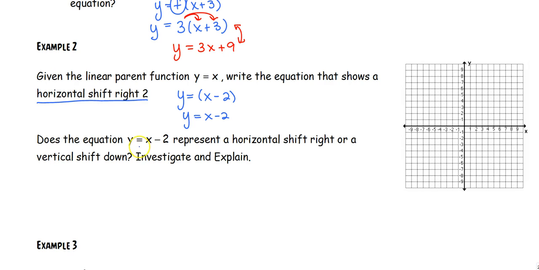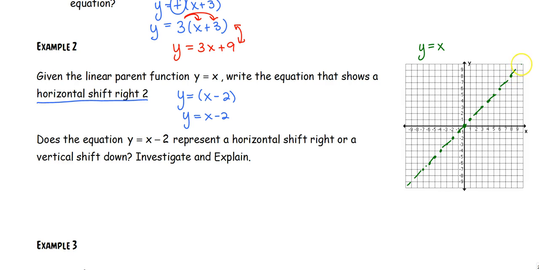Does the equation y equals x minus 2 represent a horizontal shift right or a vertical shift down? Investigate and explain. So we're going to start with our parent function, and our parent function for linear is just y equals x. Let's go ahead and graph that so we know the starting point at 0, and we have a slope of 1 going in both directions. Again, this isn't our graph, this is our parent function.